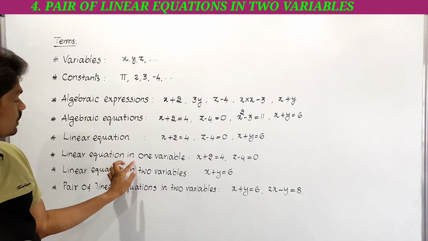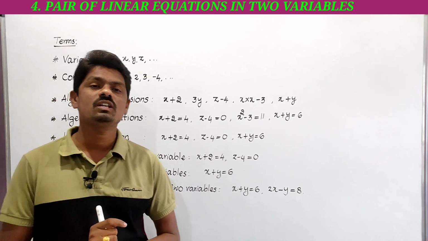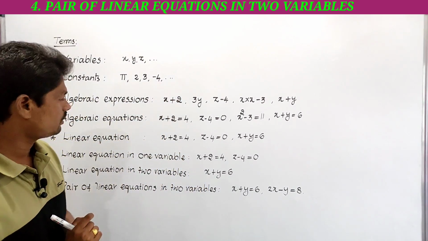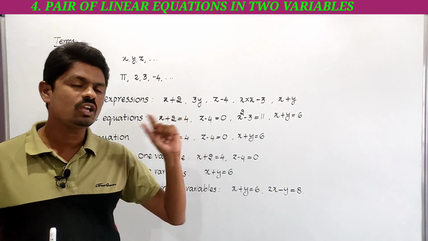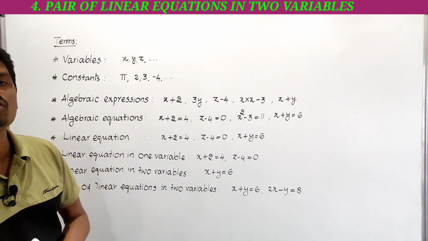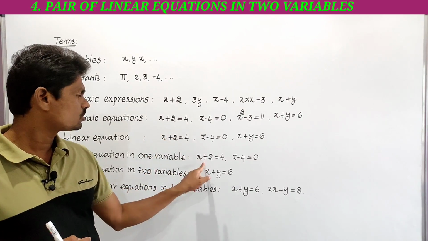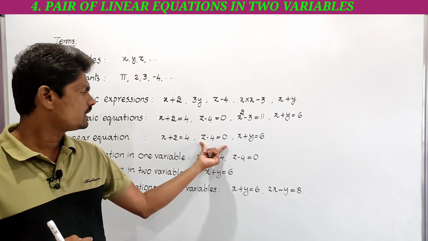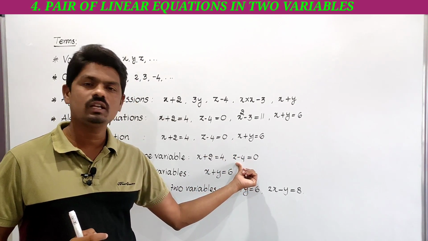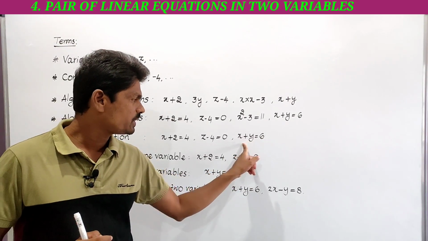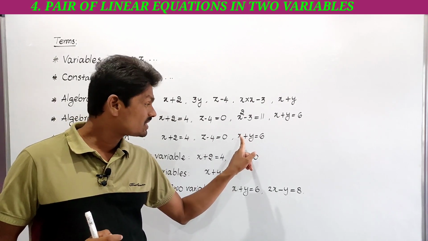So next, linear equation in one variable. If there is only one variable in a linear equation, then it is known as a linear equation in one variable. So ikkada, ee three kuda linear equations. So okate variable unte danni manam linear equation in one variable antam. x plus 2 equal to 4, there is only one variable, so it is a linear equation in one variable. z minus 4 is equal to 0, there is only one variable z here, it is also a linear equation in one variable. But coming to x plus y equal to 6, here there are two variables, so it is not a linear equation in one variable.